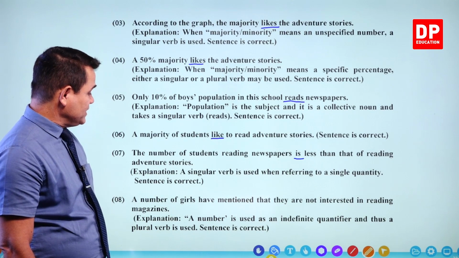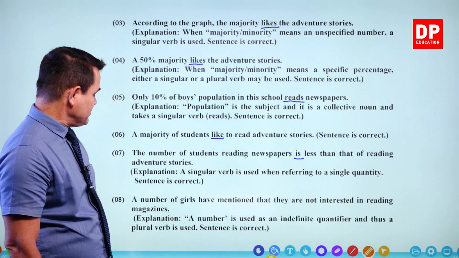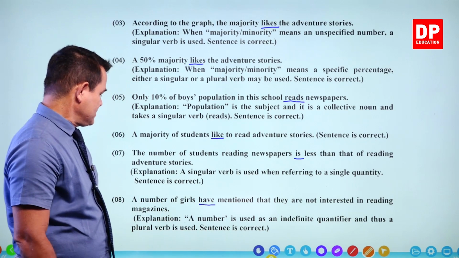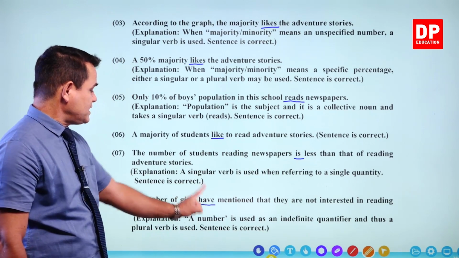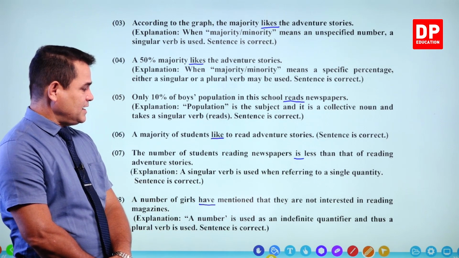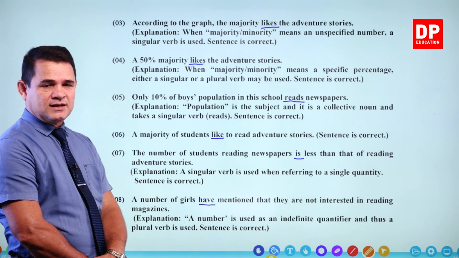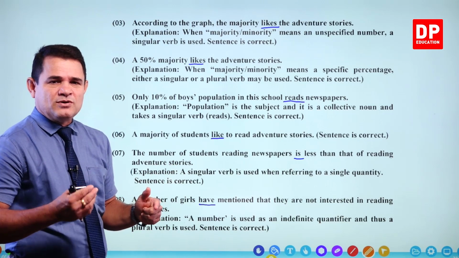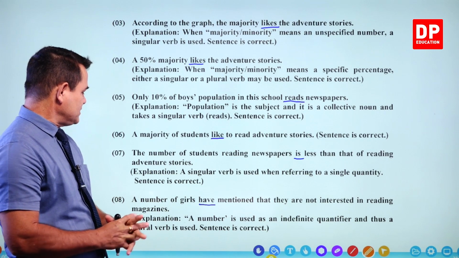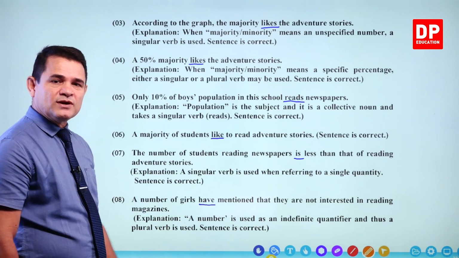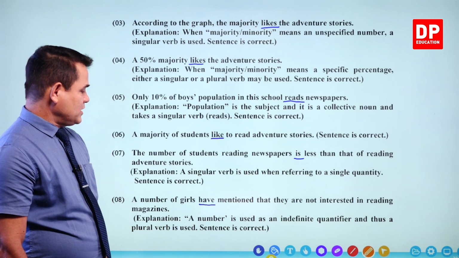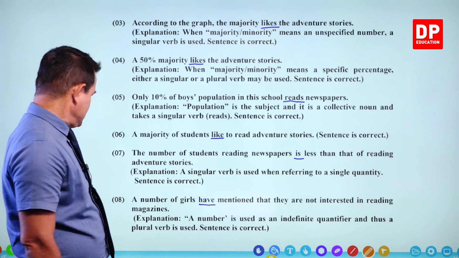Next one. A number of girls have mentioned that they are not interested in reading magazines. Number of girls have. Then බලන්න මෙතන number of students කිව්වම is, මෙතන number of girls have. See the explanation. A number is used as an indefinite quantifier and talking about the quantity. සංඛ්‍යාවක් කියන්නේ, but now it doesn't tell how many, හරියට සංඛ්‍යාව ප්‍රමාණය කියවෙන්නේ නැහැ. And thus a plural verb is used. ඒක නිසා මෙතන number කිව්වත් සංඛ්‍යාව අපි හරියටම දන්නේ නැහැ. ඒක නිසා මෙතන plural you can use. So that is the explanation given. A number is used as an indefinite quantifier. Okay. So then next one.